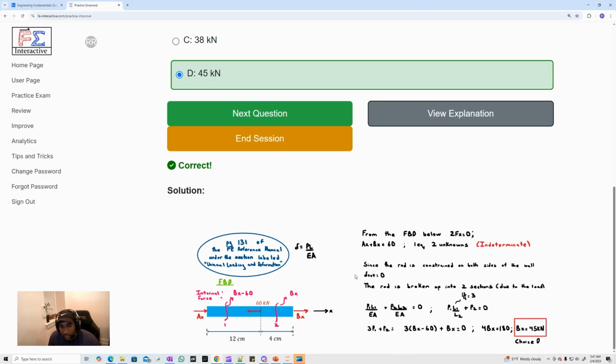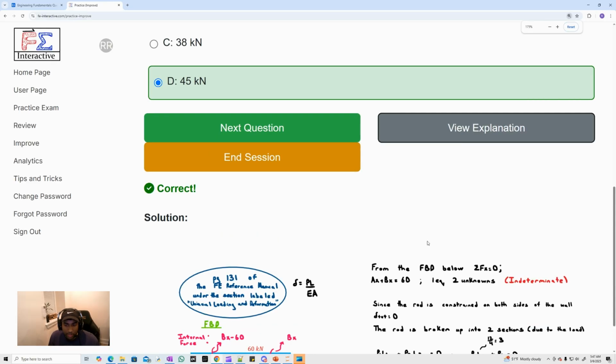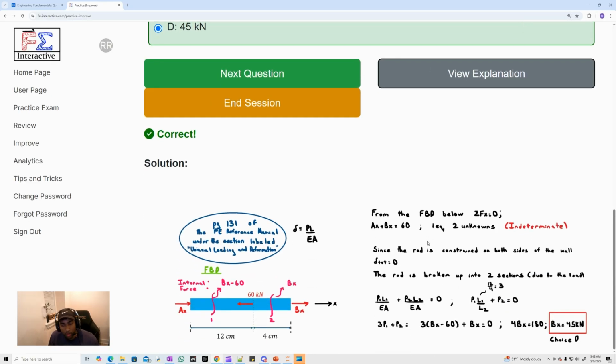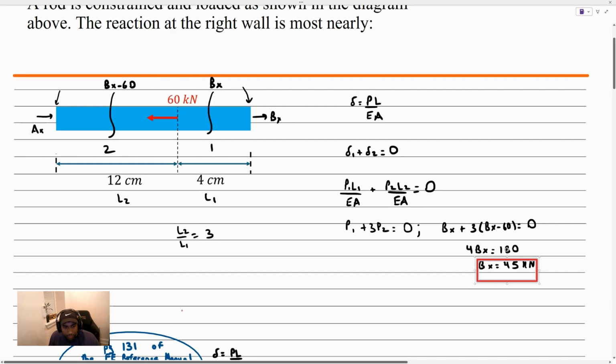Firstly, we had to recognize that this problem is an indeterminate problem. It's indeterminate because there are more unknowns than there are equations. So you can see that no equilibrium equation was written here. Now, one thing that could be confusing is these internal axial loads, Bx and Bx minus 60. Let's go back to the blank sheet of paper and make sure we clear that up.